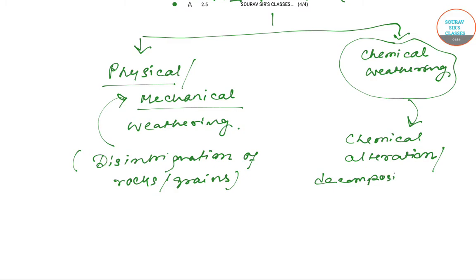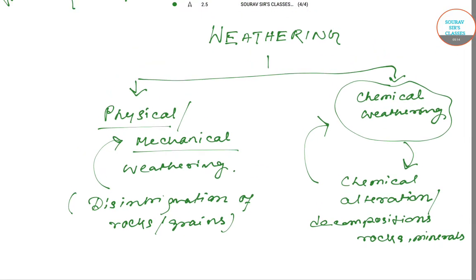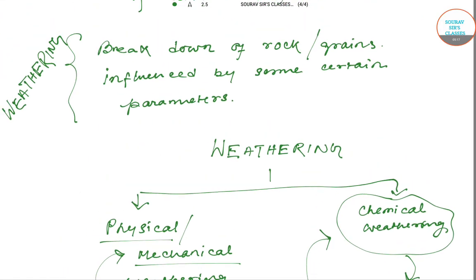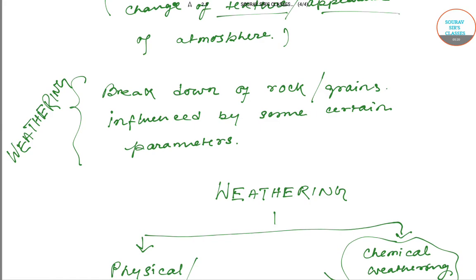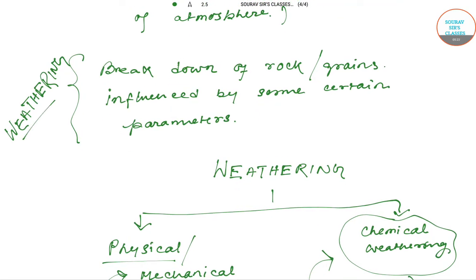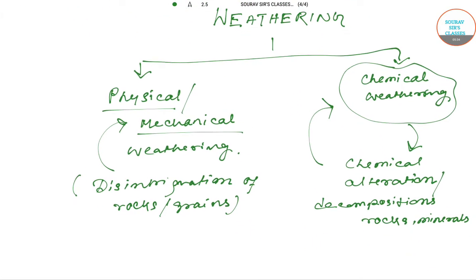So decomposition of rocks or the grains by the process that is chemical weathering, or also the minerals. So here we have studied the weathering definition and the types. Let me show you again. That is, weathering means there is a breakdown of rock or grains influenced by some certain parameters, obviously some environmental parameters. And here are the types or the classification.